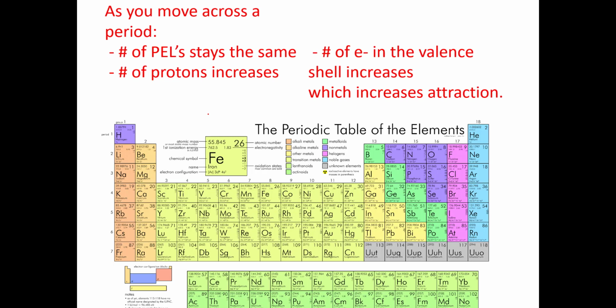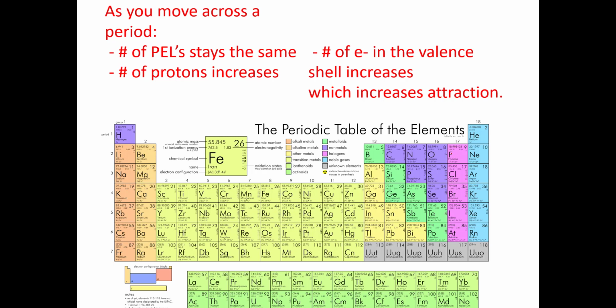Just to reiterate, when you're looking at the periodic table and you move across the period, going from left to right across that row, the number of principal energy levels stays the same. If I'm in period 1, I have 1; period 2, I have 2; 3, and so on. However, my number of protons is increasing. My atomic number is going up. I go from 3 to 4 to 5 to 6 to 7 to 8 to 9.